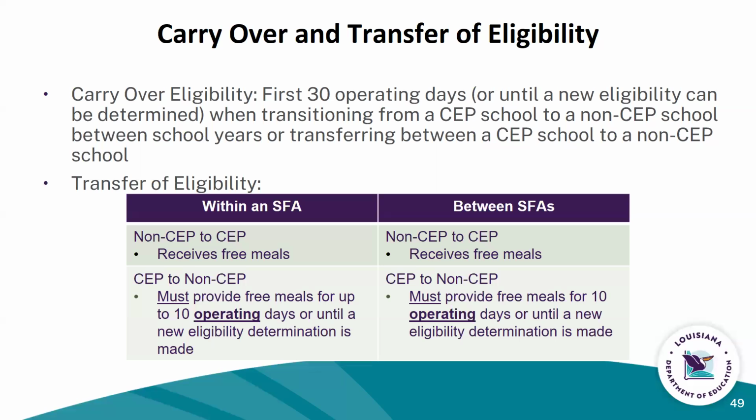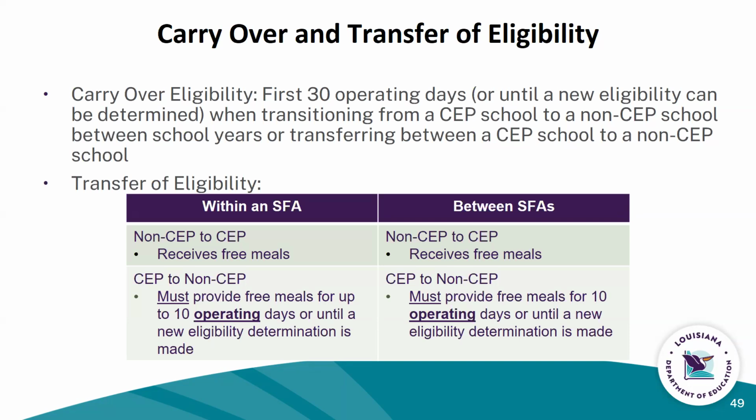The 30 operating days begin on the first operating day of school. The operating days are the days in which reimbursable meals are provided by a school or another program sponsor. Carryover applies to eligibility established through a household application or through direct certification. Meals served during the carryover period are claimed at the appropriate rate depending on the individual child's eligibility status from the previous school year.